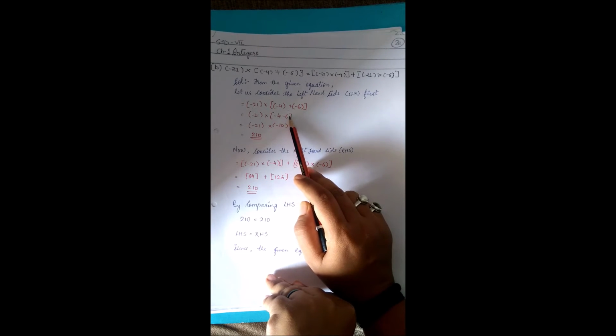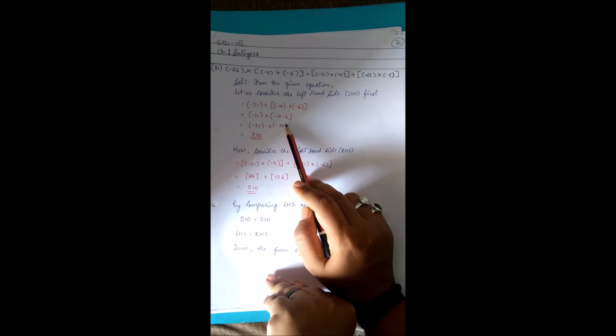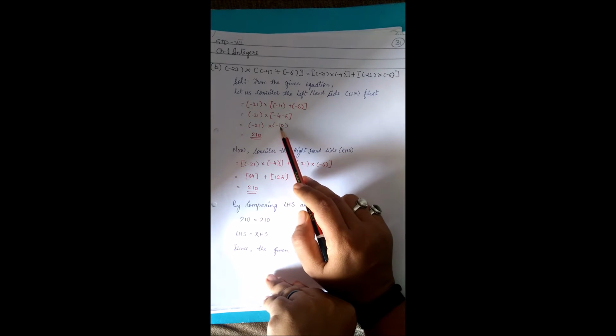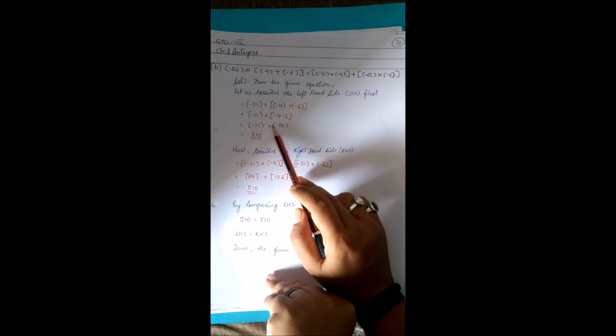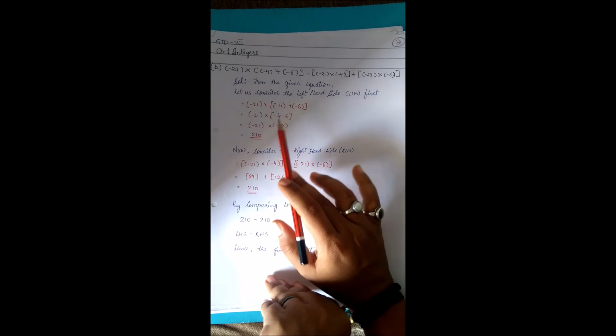Minus 4 into minus 6, that is minus 10. Minus minus will become plus. So it is 4 plus 6 is 10, but the sign will be minus. And minus 21 into minus 10 is remaining. So 21 into 10 is 210. Minus minus will become plus.